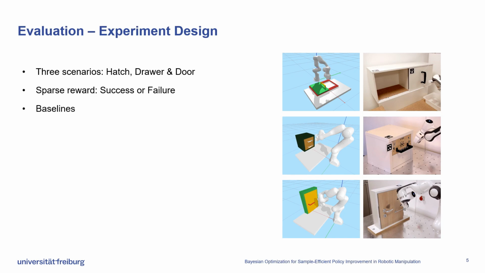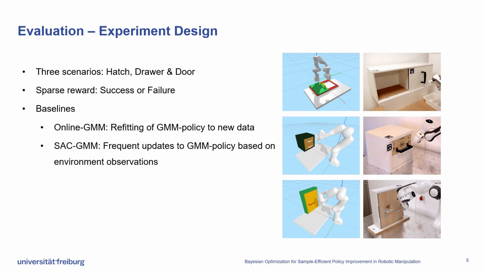The first is online GMM, a naive baseline in which we simply refit the base GMM model to additionally gathered successful trajectories. The second is our previous approach SAC-GMM. It also proposes GMM updates, but does so at regular intervals during the execution based on environmental observations using a SAC agent. All approaches start from the same GMM policy.